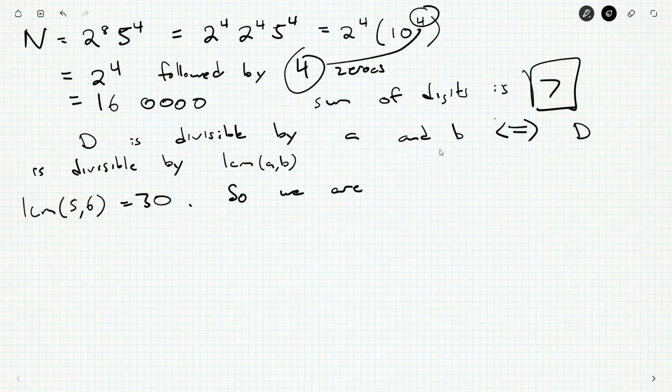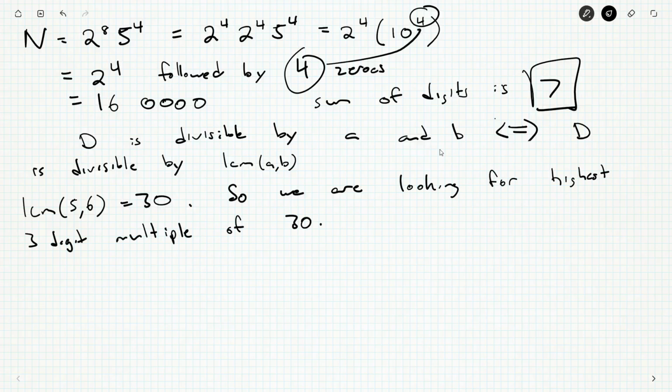So what are we looking for? Well, to find the largest 3-digit multiple of 5 and 6, really what we're looking for, the highest 3-digit multiple of 30, and really there's not a whole lot around this. It's 990.